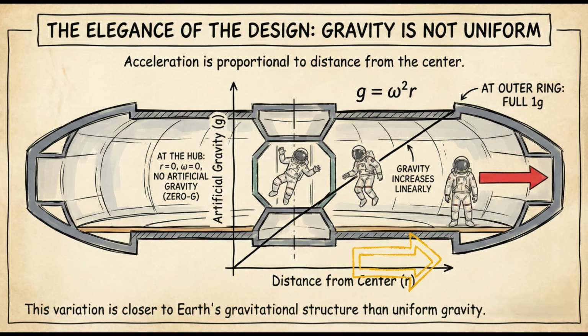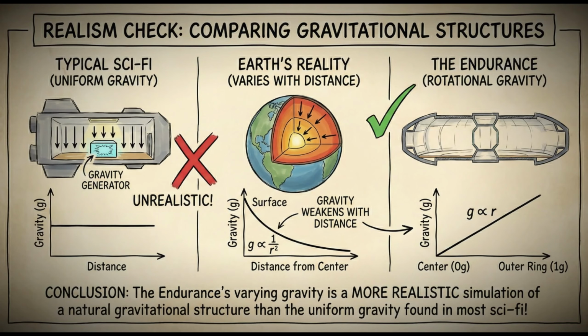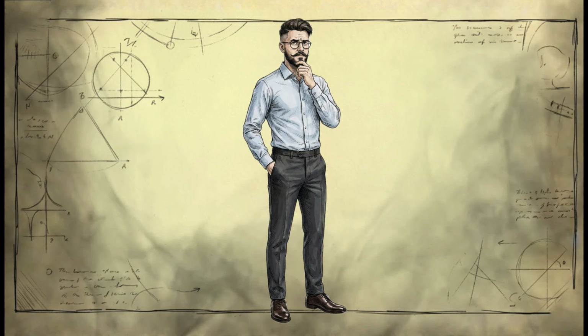As you move toward the outer ring, gravity increases linearly. At the outer ring, full 1 g. And this variation is actually closer to Earth's gravitational structure than uniform gravity would ever get. It's more realistic than most sci-fi ever gets. But it also creates problems, and we're about to see why.